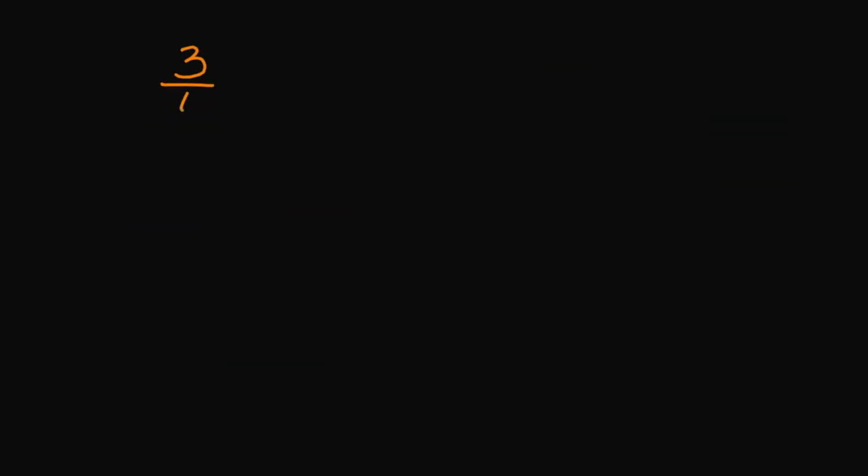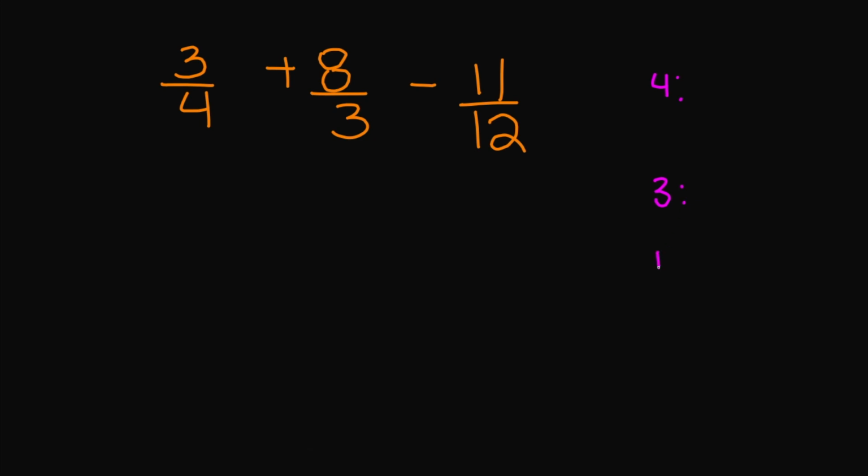3 over 4 plus 8 over 3 minus 11 over 12. So let's go ahead and find our least common multiple. I'm going to list my 4, my 3, my 12. And let's factor these to see what our multiple is going to be.